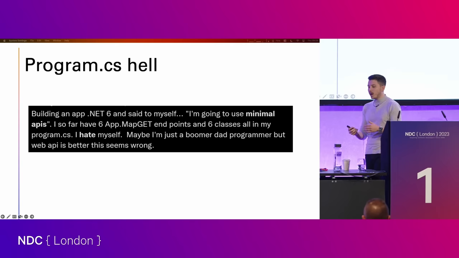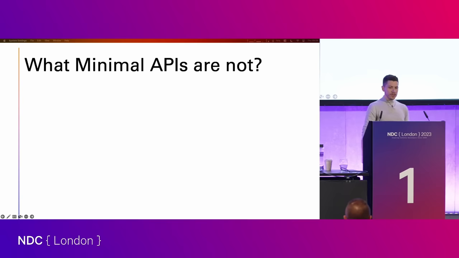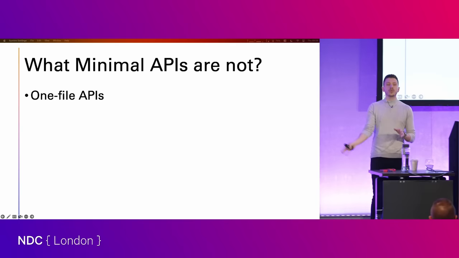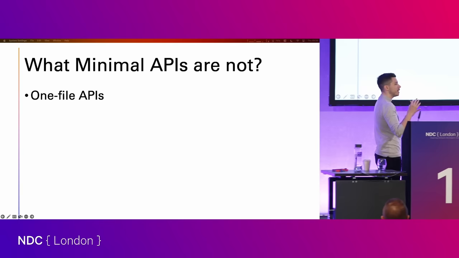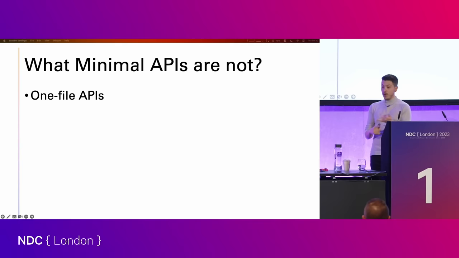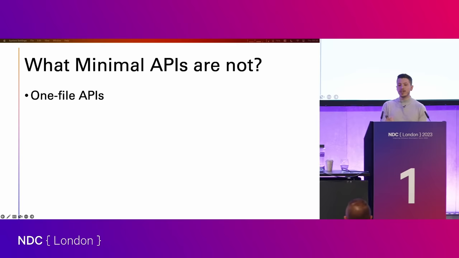So let's talk about what minimal APIs are not, explicitly. So like we said, not one file APIs. Just forget about it. When someone says that, just correct them. Minimal is about minimizing first the cognitive load in getting started and the entry level, enabling entry-level developers to build basically any API they want.